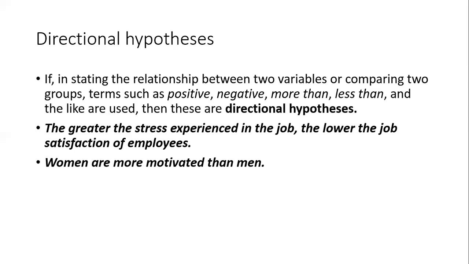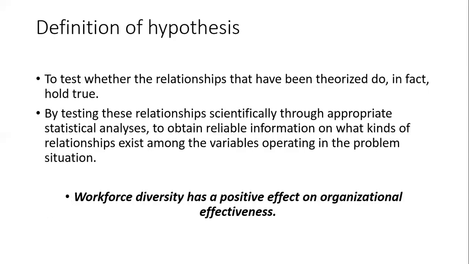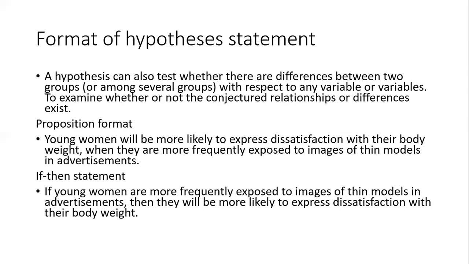This is also directional. There is a word of more in that, ठीक है। When there is a word of less in that, it can also be a directional hypothesis, ठीक है जी। When there is a word of negative in that, जैसे ग्रेटर का हमने यूज किया, नेगेटिव का भी यूज होता है, जैसे मैंने आपको पहले दिखाया था। जैसे पॉजिटिव आया है ऐसे ही हम नेगेटिव। वर्कफोर्स डाइवर्सिटी फॉर एग्जांपल हैज अ नेगेटिव इफेक्ट ऑन ऑर्गेनाइजेशनल इफेक्टिवनेस, तो ये भी लिख सकते हैं, ठीक है जी। क्लियर हो गया यहाँ तक?